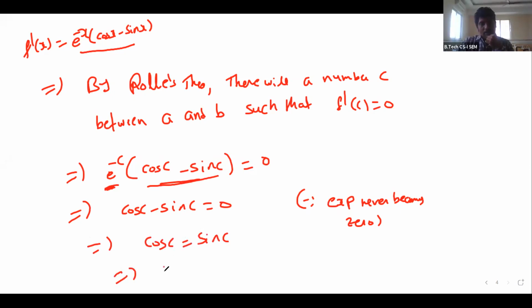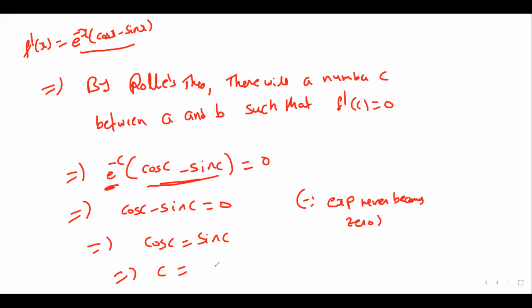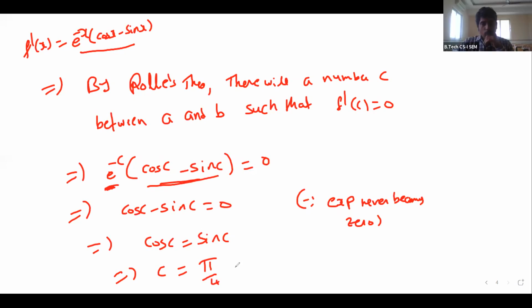Okay. That means c is equal to, who will tell first? pi by 4, sir. Why? cos c equal to sin c equal to 1 by root 2. At pi by 4, cos 45 is 1 by root 2 as well as sin 45 is 1 by root 2. So both will meet at 45 degrees. Okay. So c is equal to pi by 4. Write quickly: c is equal to pi by 4.